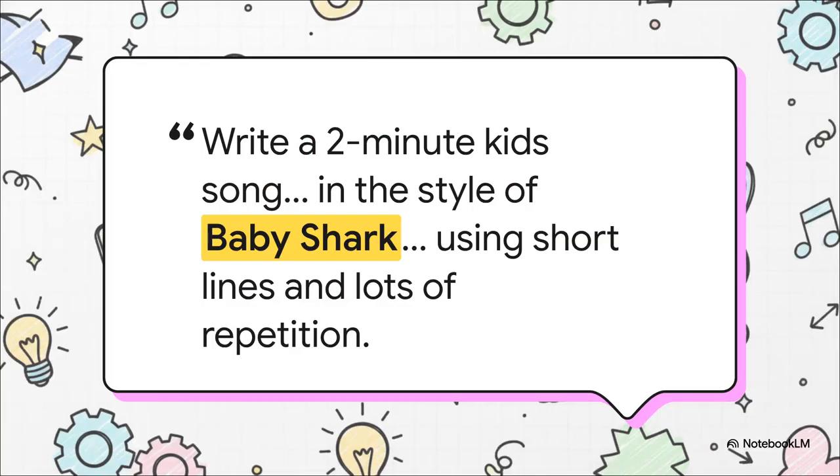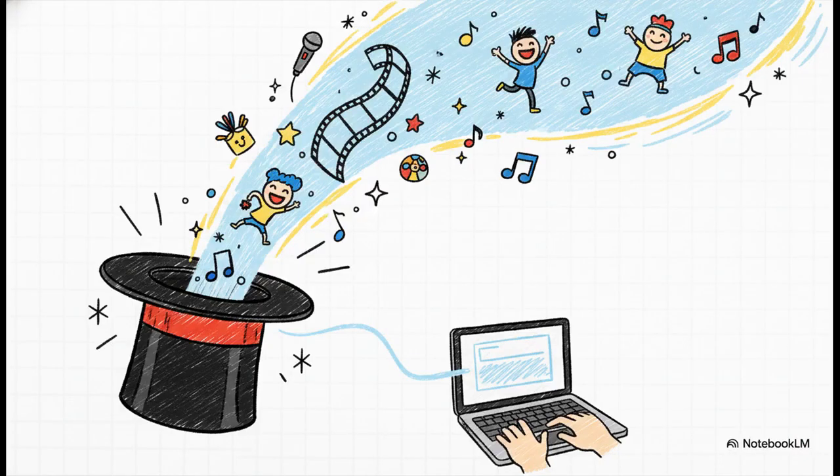So look at how we're telling the AI exactly what to do here. We're asking for lyrics in the style of a proven hit, we're telling it the topic, clapping, stomping, and we're giving it the rules. Use short lines, tons of repetition, and even playful nonsense words. The more specific you are, the better your lyrics are going to be. It's that simple.